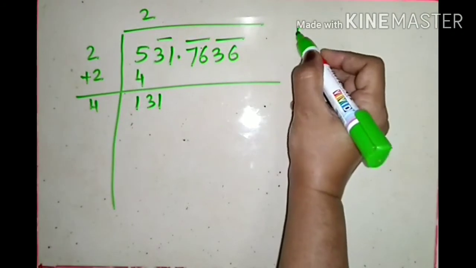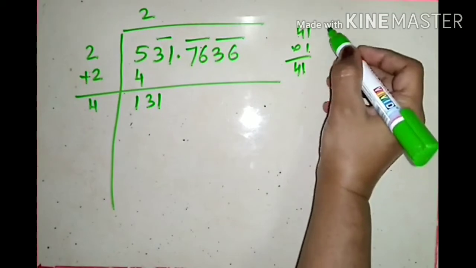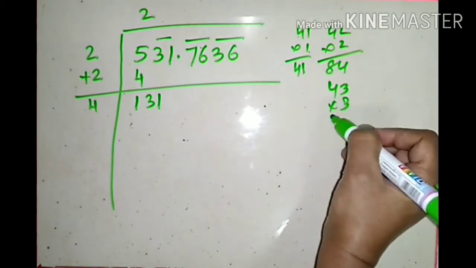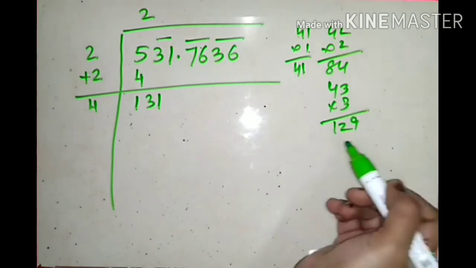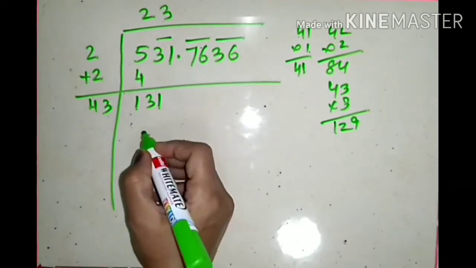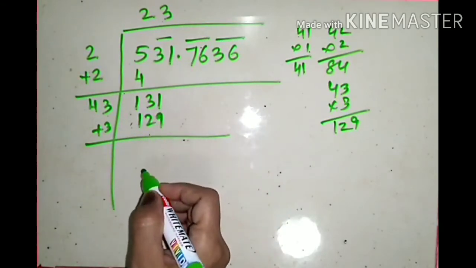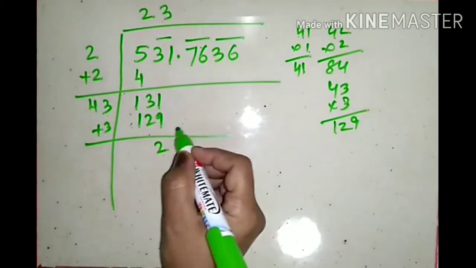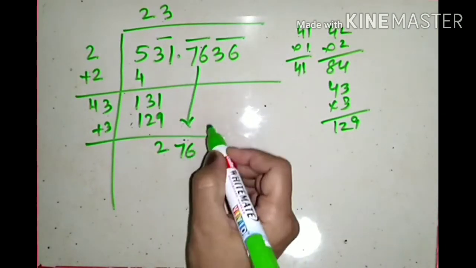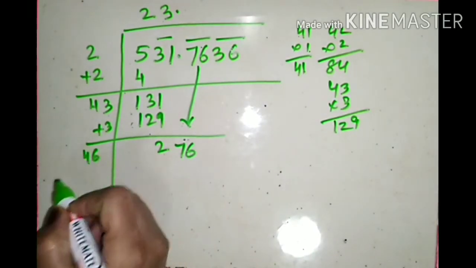41 into 1 will give us 41. 42 into 2 is 84. 43 into 3 is 129, which is closest. So I will use 43. 129 plus 3. On subtraction, we'll get 2. Now we are crossing this decimal point and bringing this 76 down. So we'll put a decimal point here. We have 276. This is 46.